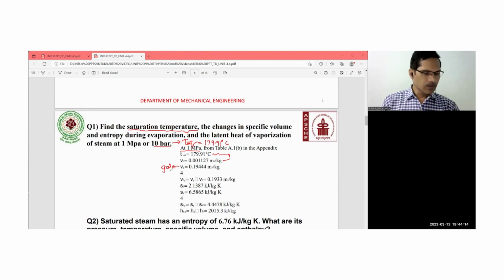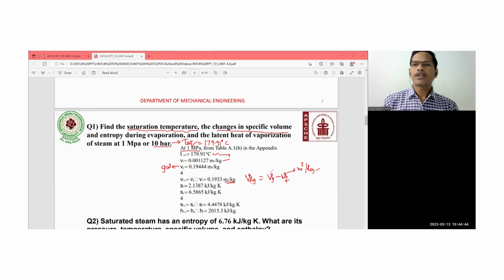Then once it is over, you can find out the Vfg, that is equal to Vg minus Vf. This is the specific volume, because it is in meter cubed per kg. So in meter cubed per kg, it is the small v, right? All these things are in meter cubed per kg. So what they have asked is the change in specific volume, right?